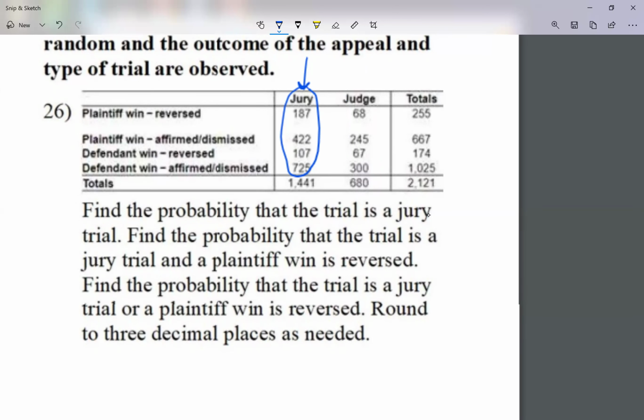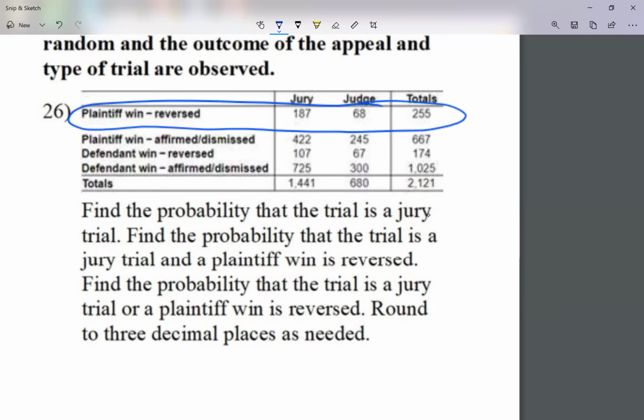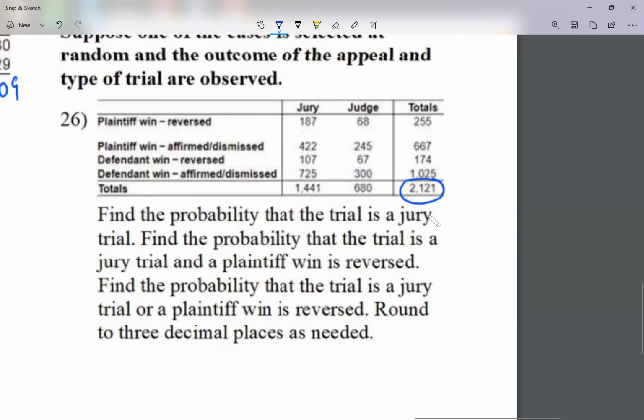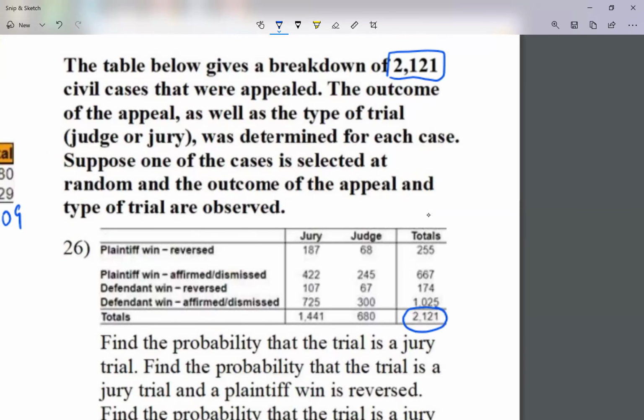Okay. I can also see the plaintiff win was reversed. There's some that were jury, some that were judged, so a total of 255, so on and so forth, right? There is a total of 2,121 cases, which I knew because that's the number that I saw up here. Okay, so we can read that table.